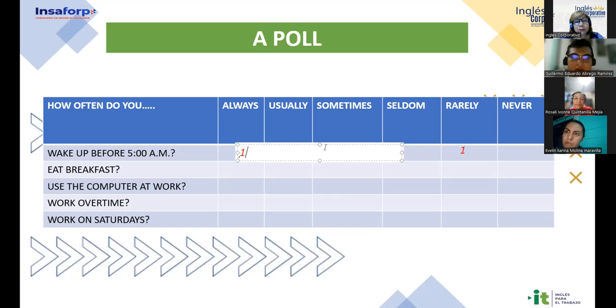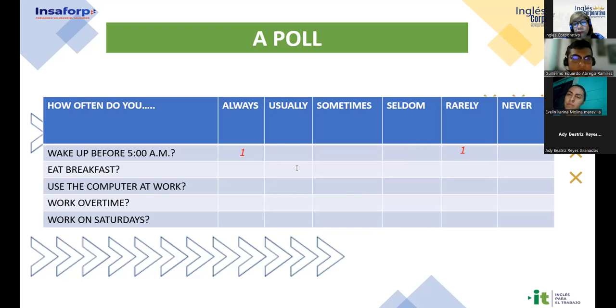The next one, Adi Reyes. I repeat, please. How often do you wake up before 5 a.m.? Okay. Yes, I am wake up 4 a.m. Yeah, but you don't use the verb to be here, because the activity is wake up. How often do you wake up? It's a question. Okay. I am wake up 4 a.m. No, you don't use the verb to be because the activity is wake up.